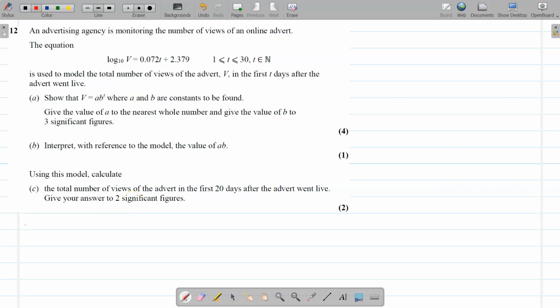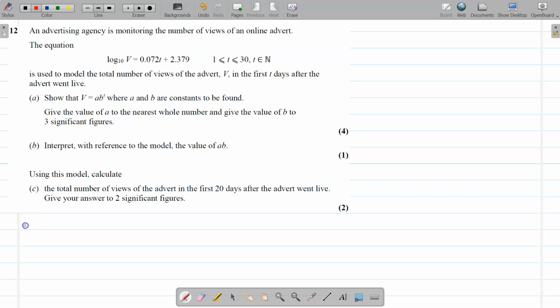Year 12 PPE question 12. An advertising agency is monitoring the number of views, V, of an advert that's been aired, given by this formula. First of all, we've got to show that V equals AB to the T and find the values of A and B. This is worth 4 marks, so we've got to carefully do that step by step.